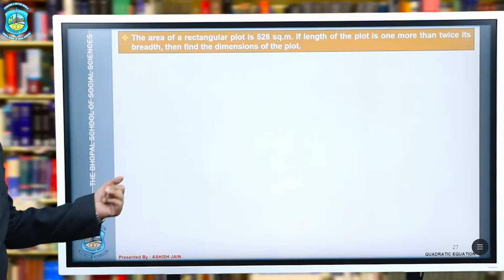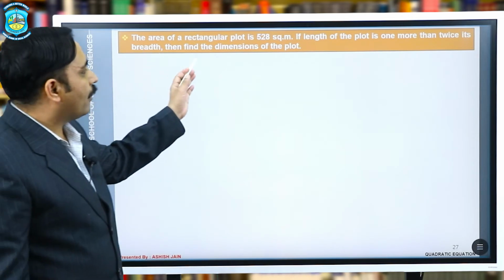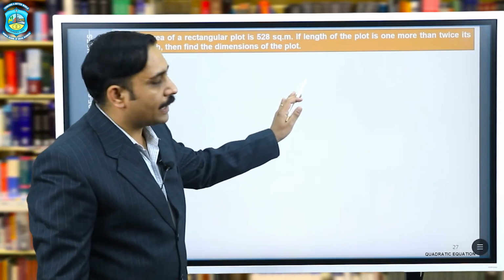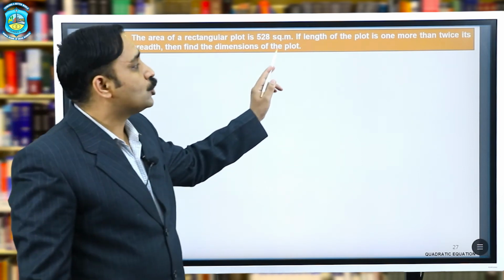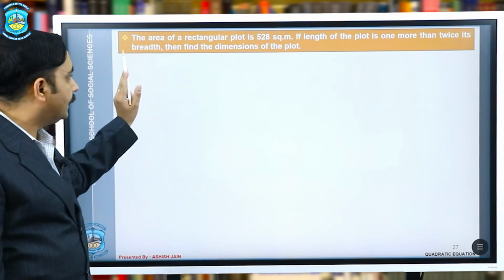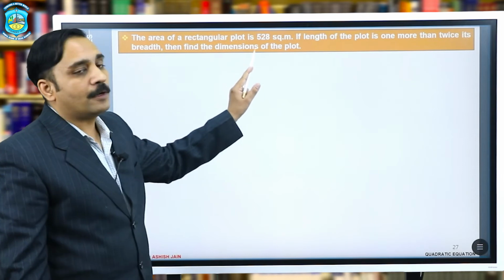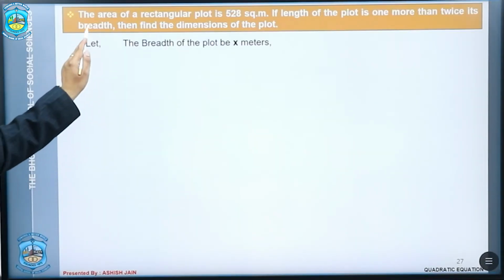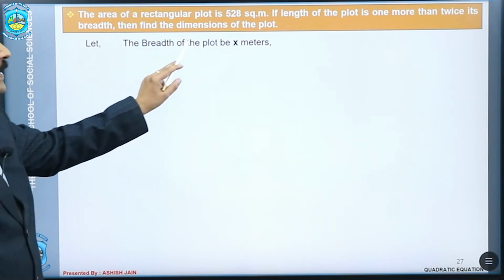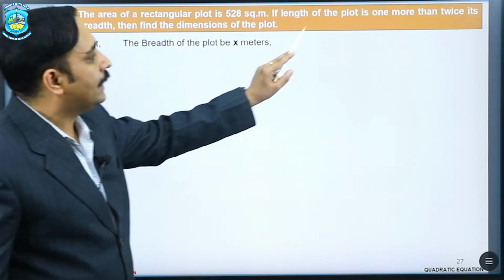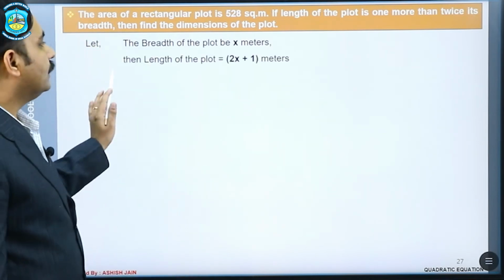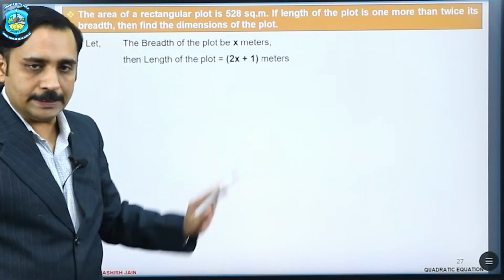This is the next problem. The area of a rectangular plot is 528 square meters. If the length of the plot is one more than twice its breadth, then we have to find the dimensions of the plot. Let us see the solution. Here, let the breadth of the plot be x meters. It is given that the length of the plot is one more than twice its breadth. That means the length is equal to 2x plus 1 meters.